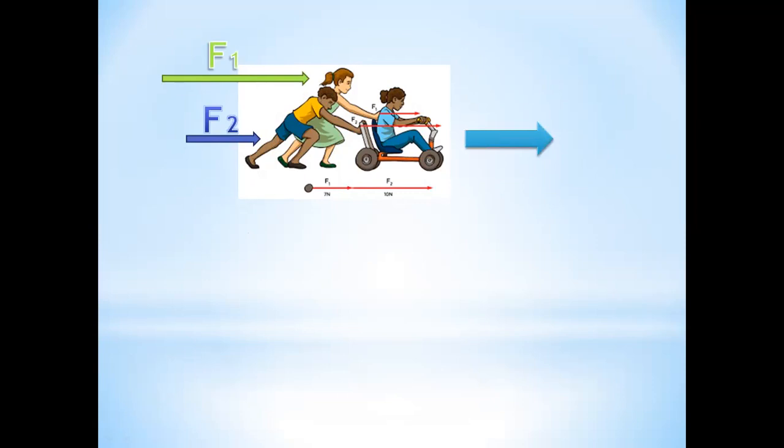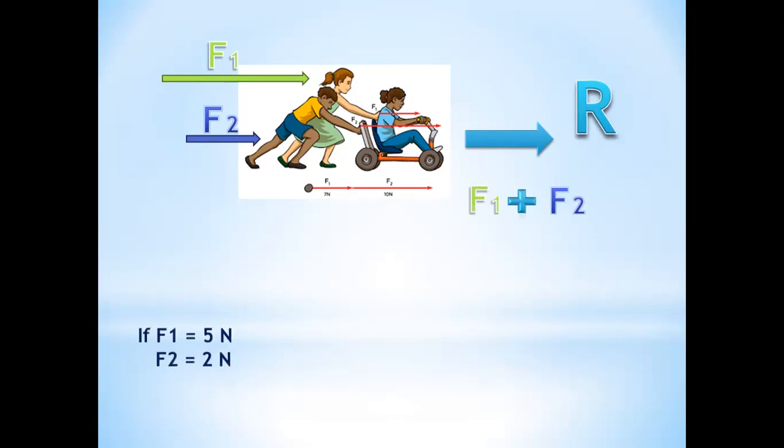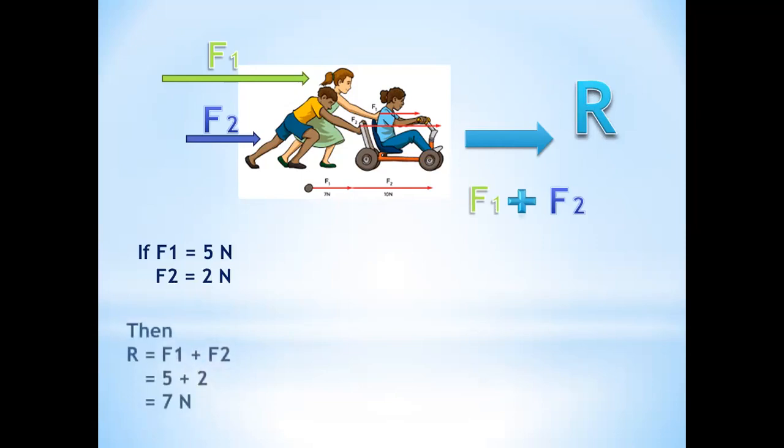But what is the total force that this bike was pushed by? We call it the resultant force. I have pushed the little kid with two forces. The resultant force is the total force, which is F1 plus F2. Let's say that F1 is 5 newtons and F2 is 2 newtons. So the resultant force is F1 plus F2, which is 5 plus 2, which is 7 newtons. So I have pushed the bike with a force that is equal to 7 newtons.